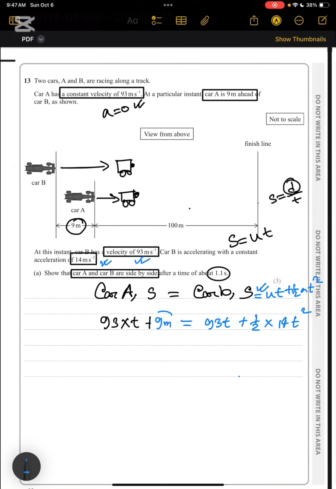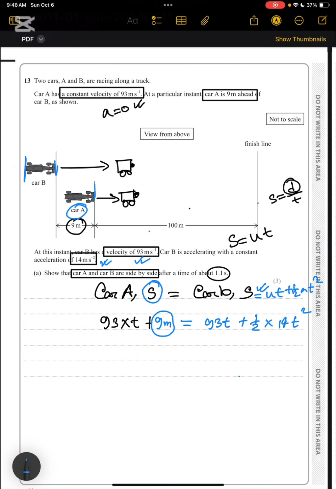The reason behind using this 9 meter in this displacement is because the 9 meter is added to car A's equation, because the problem states that at this particular instant car A is 9 meters ahead of car B. That's why at a particular instant we have added this 9 meter. This 9 meter represents the initial head start that car A has over car B. Since car B is 9 meters behind at that instant, its displacement equation does not need that additional 9 meters. Instead car B's displacement starts from where it is.